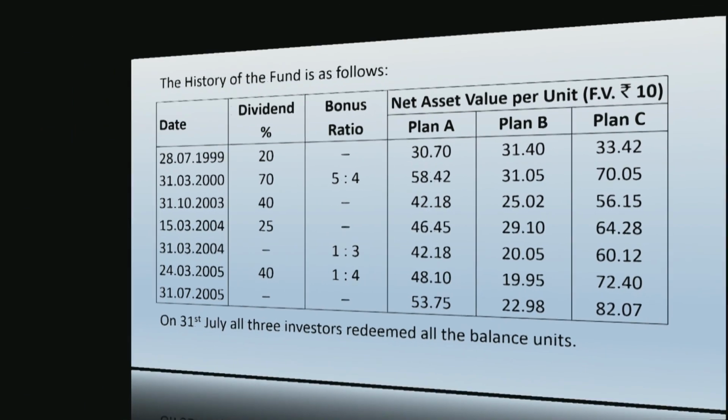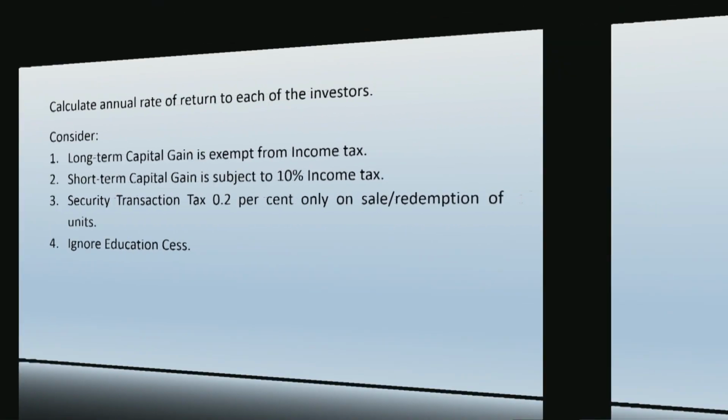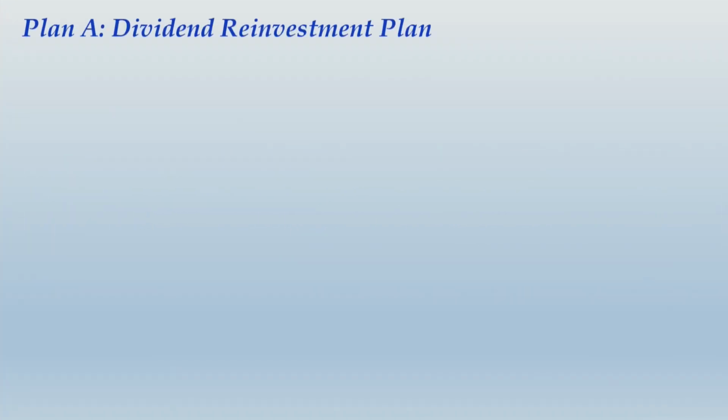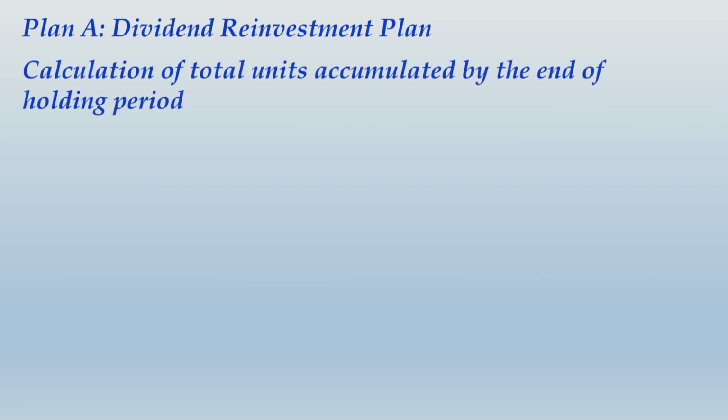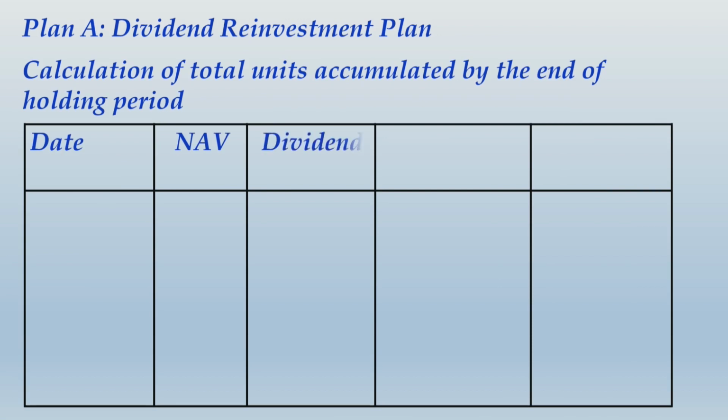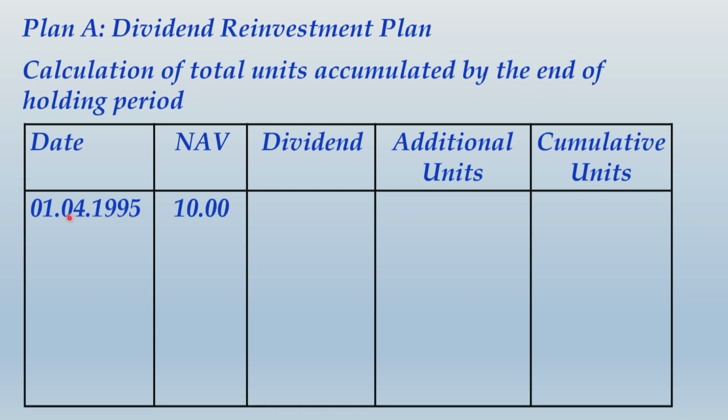So let us see how to present the solution. We have to first deal with plan A, the dividend reinvestment plan. First we'll have to calculate the total units accumulated by the end of the holding period. So what I do is, I make up a table: date, NAV, dividend, additional units and cumulative units. First, on 1/4/1995, the opening date, the NAV was 10 because that was the new fund offer. The units were issued at their face value. Obviously at that date there was no dividend.